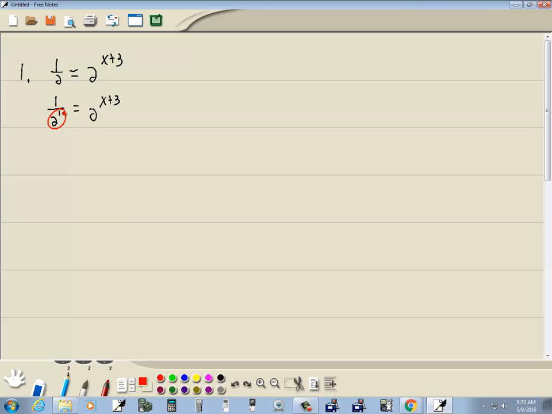And then we have a property. It says we can take 2 to the first, move it up on top, and it becomes 2 to the negative 1. You can always move anything opposite of where it's at in a fraction. The sign of the exponent changes.